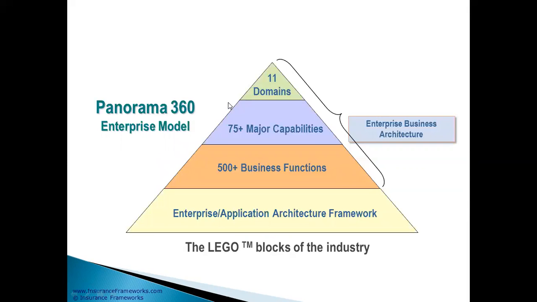Panorama 360, from an enterprise business architecture framework perspective, has 3 levels of decomposition. It starts with 11 business domains down to 75 major capabilities and 500 plus functional capabilities, all with definitions.